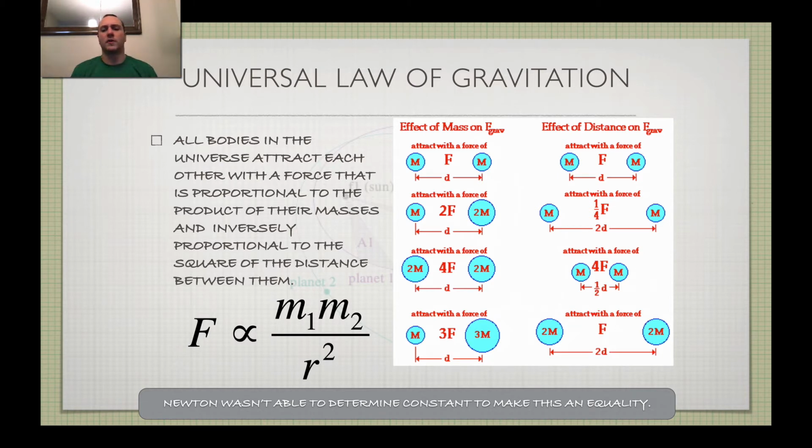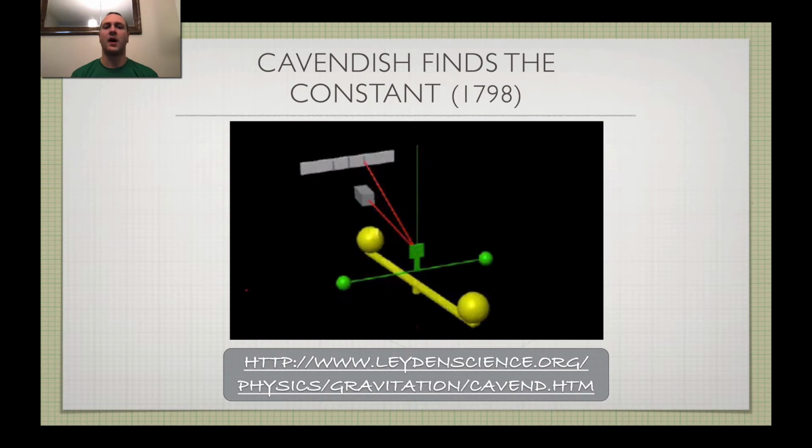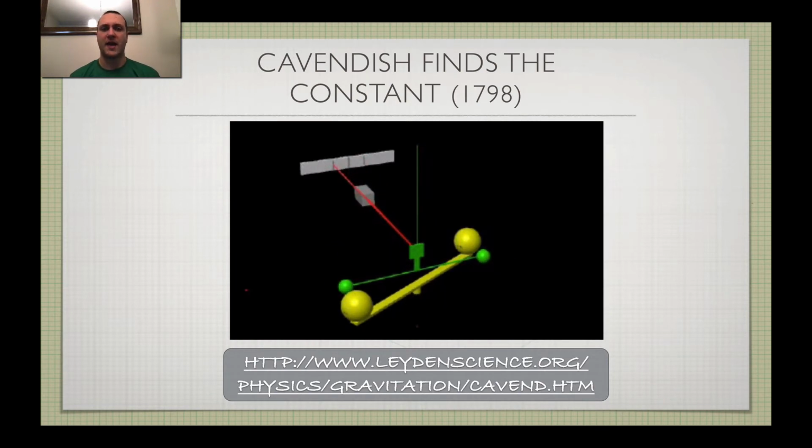Again, Newton couldn't figure out how to make this an equality, so we settle with proportional. And that's what that symbol is in the equation, that almost complete infinity sign, that is the proportional, right? So he found that it's proportional to the product of the masses and inversely proportional to the square of the distance. Couldn't figure out how to make it an equality until Henry Cavendish shows up in 1798.